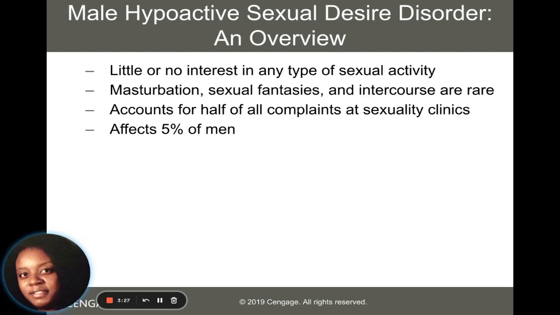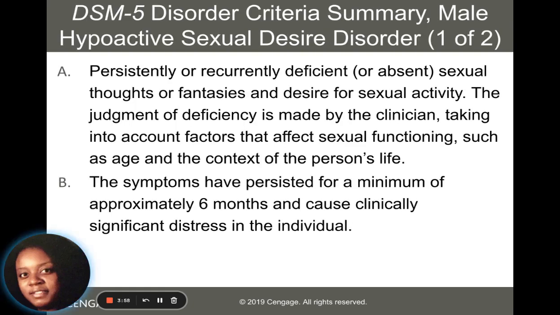So, one such disorder is male hypoactive sexual desire disorder. This occurs when a male has little or no interest in any type of sexual activity. Masturbation, sexual fantasies, and intercourse are very rare for these people. It accounts for half of all complaints at sexual clinics, though it typically affects only about 5% of men. Here are the DSM criteria for male hypoactive sexual desire disorder. Remember, those symptoms must be present for at least 6 months.